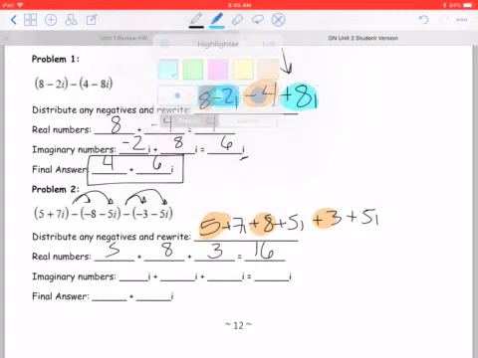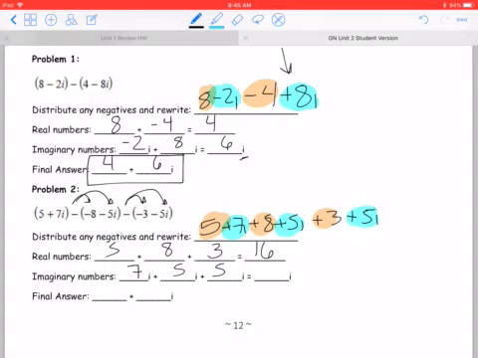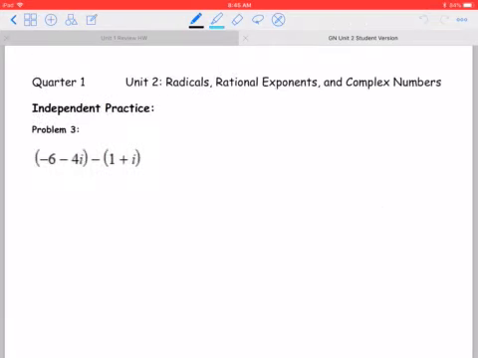I'm going to go ahead and highlight the imaginaries, so that's the ones with i's. And notice I'm doing the signs with them. We get 7i, 5i, and another 5i, and that gets us 17i. Go ahead and write your final answer in. Should get 16 plus 17i. That i goes very last. Okay, go ahead and try problem number 3 on your own. Remember to distribute this negative.